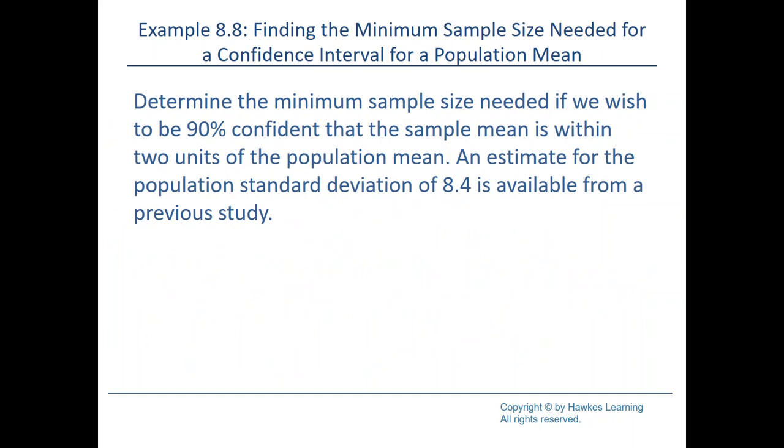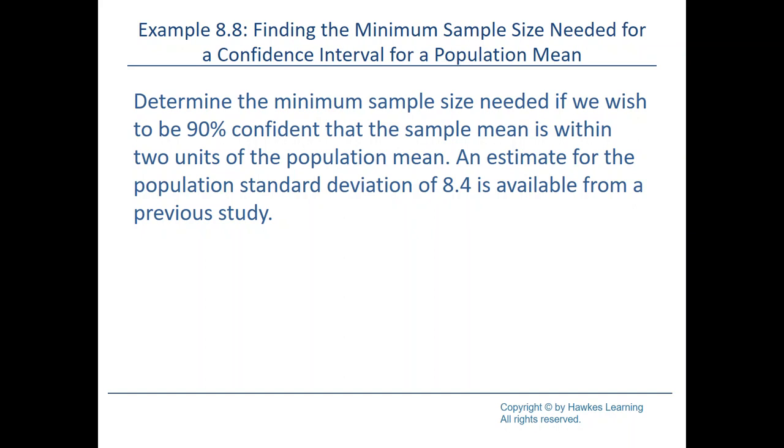Let's put all that into play, because I know that's a lot of words. Determine the minimum sample size needed if we wish to be 90% confident that the sample mean is within 2 units of the population mean. We're going to estimate the population standard deviation to be 8.4, available from a previous study. So we're just going to let that roll as our population standard deviation.